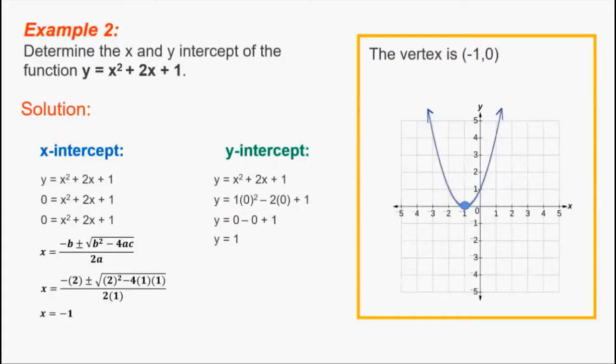By graphing, ang vertex natin ay nasa point negative 1, 0 at nag-cross ang ating parabola sa negative 1 ng x-axis at ito ang ating x-intercept. At tumawid din ang ating parabola sa positive 1 ng y-axis at ito ang ating y-intercept.